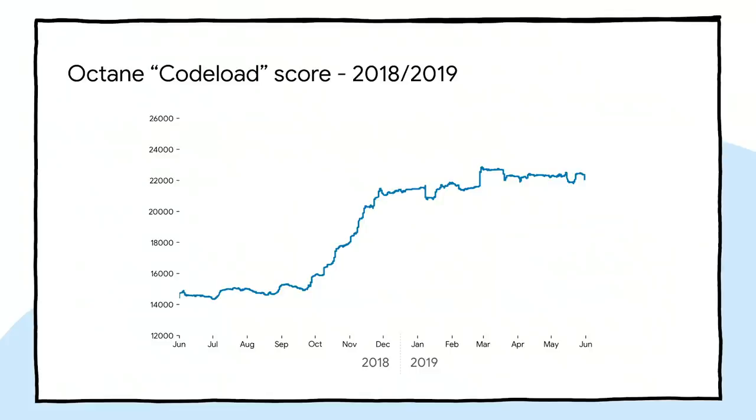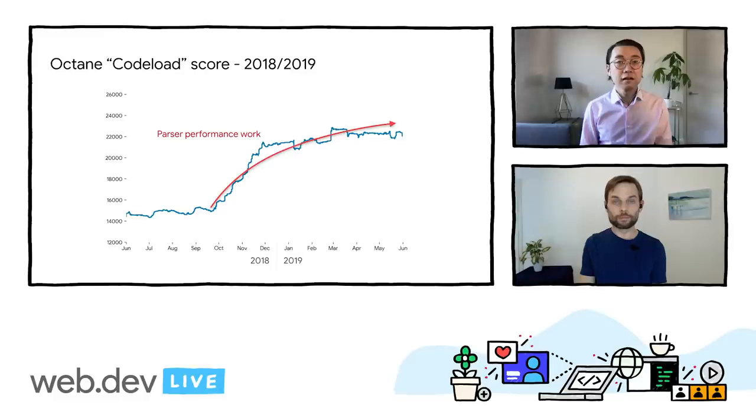Starting 2018, we put this big effort in, put some of our best engineers on it, and we've had actually very good results in improving parser performance just through programming optimization. Yeah, up and to the right. That's the kind of graph I like to see.